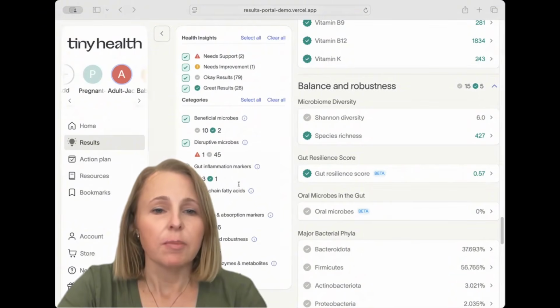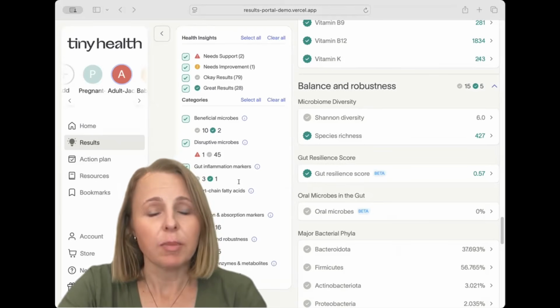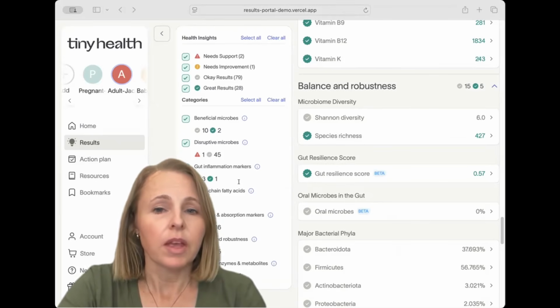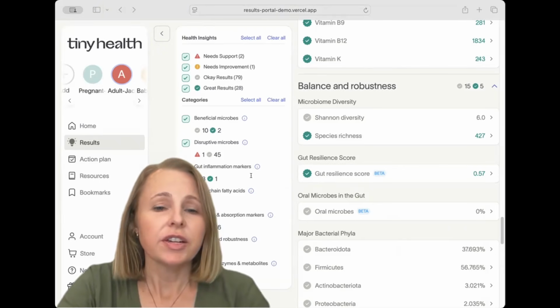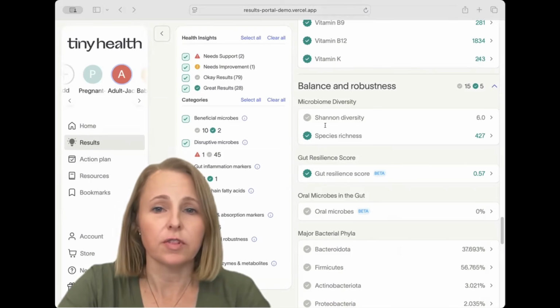Shannon diversity measures not only how many species are present, but how evenly they're distributed. If one species dominates, diversity could be lower. Recommendations for supporting diversity will include increasing the diversity of plant foods in your diet as well as fermented foods.